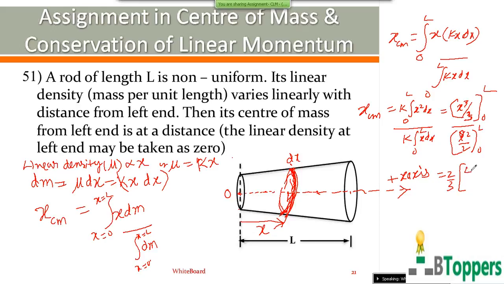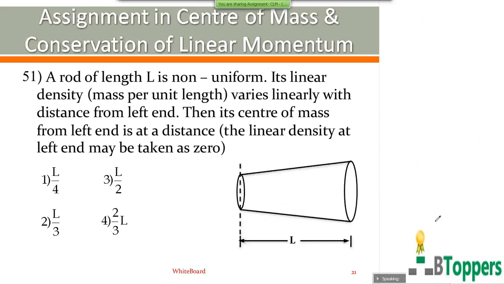Apply the limits here, the upper limit. You get L cube by L square, L cube minus 0 by L square minus 0. So you get 2L by 3 as the answer. So the distance of the center of mass from the left hand will be 2L by 3. If you want to copy the solution of the problem, you can take a pause and copy it. So for question number 51, the fourth option is the answer.